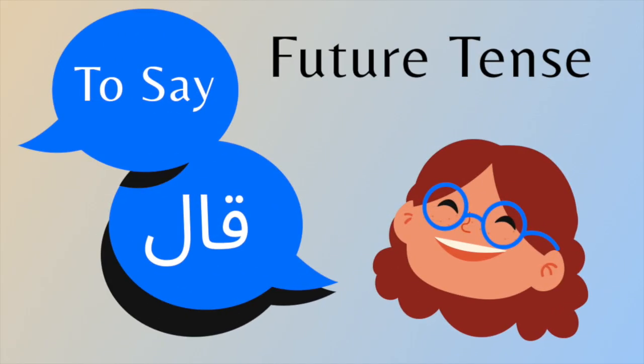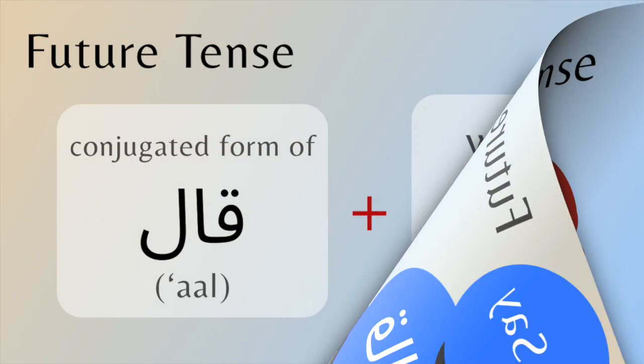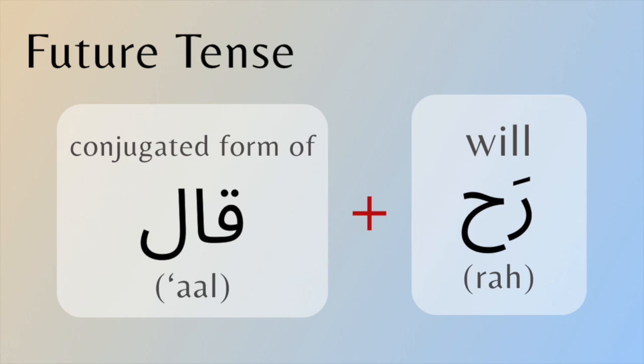Now we're moving on to the future tense. The future tense is a combination of two words. The first word is will, which is pronounced rah. This word stays the same regardless of the person. The second word is the conjugated form of the verb el. Many of the future tense conjugations of the verb are similar to the present tense conjugation. However, there are a few slight differences.